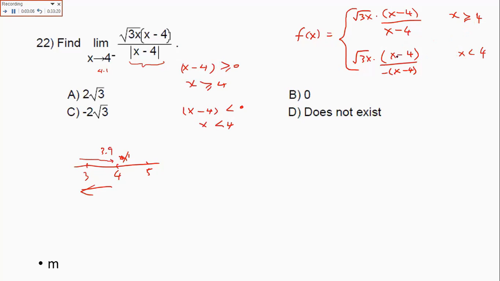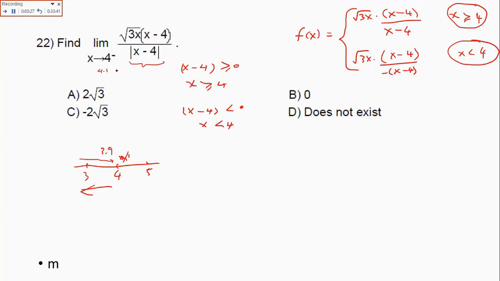And if I put x minus 4 less than 0, that means x is less than 4. Right. Now we're trying to approach from the left. Should we use the first branch or the second branch? The second. Second branch, because we're approaching from the left, right? That means we'll use this one.